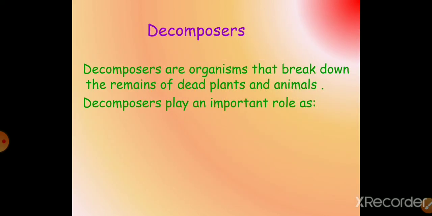Now moving on to decomposers. In the lesson Plant Life we have learnt about decomposers, that they are the organisms that break down the remains of dead plants and animals. Once an animal dies, its flesh will be eaten by the scavengers, and then whatever is left behind by the scavengers, the decomposers will break down and turn into nutrients and return back to the environment.